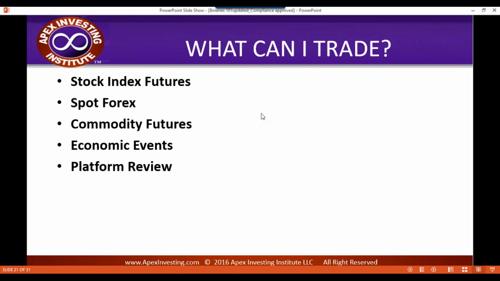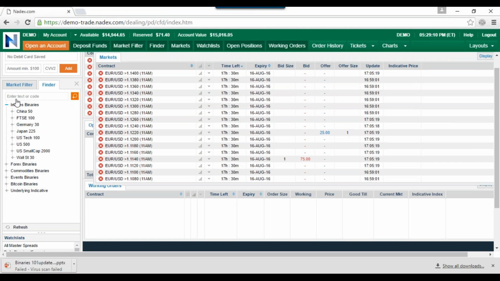So what can I trade? Well, you can trade binaries on, let me just pull it up here for you, stock indices. Got the China 50, got the FTSE 100, which is the London Stock Exchange, the Germany 30, which is the German FDAX, got the Nikkei, the Japanese market, the US Tech 100, which is the NASDAQ, the US 500, which is the S&P, the small cap, which is the Russell, Wall Street 30, which is the Dow. So you've got US and overseas stock indices.